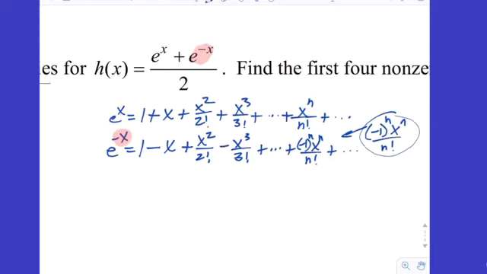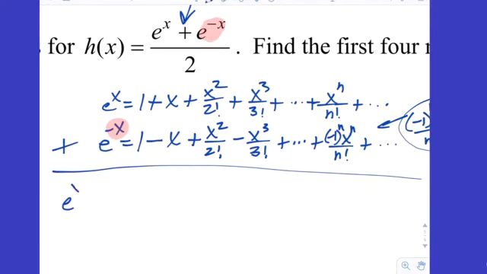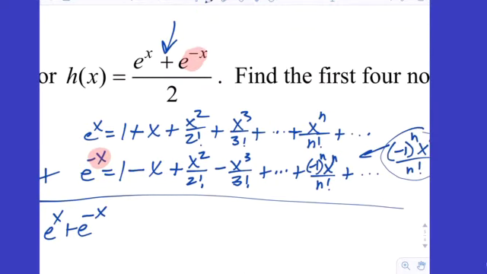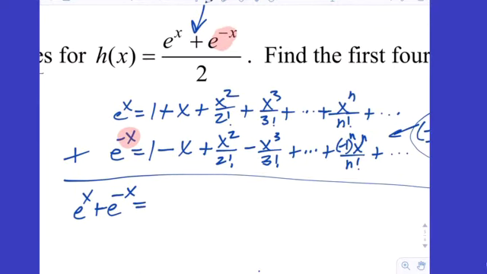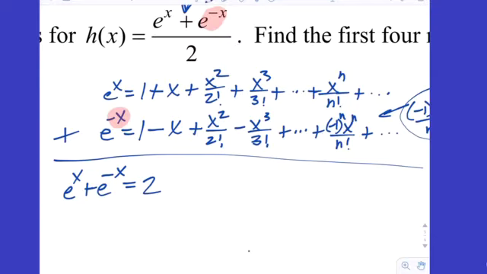All right. So now, because I want that to be a plus sign, I'm going to draw the line right here in plus. If they were subtraction, I would distribute the negative. So now I'm getting e to the x plus e to the negative x. Okay, we're building this. Equals. And now I can add like terms in vertical columns. 1 plus 1, 2. What happens with the x terms? They cancel. Plus, I'm left with 2x squared over 2 factorial.